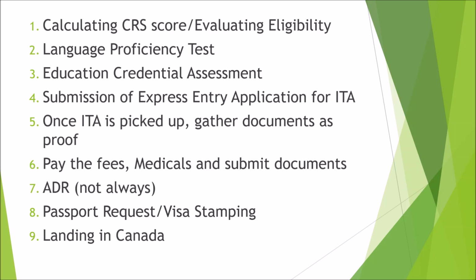These are the steps. As you can see, there are about 9 steps that I have categorized. The first step is the calculation of the CRS score, or evaluating the eligibility of your profile for the Canada immigration program. So we will go into detail on this particular step.